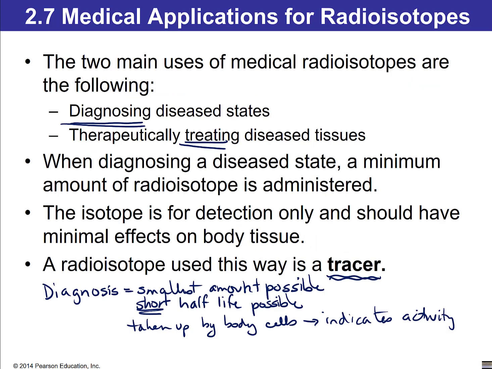Here's the other one. So like I said, in diagnosis, you really want to use the least amount and try to have very short half-lives when you're trying to diagnose. If having to use therapeutic doses, that is going to be using higher doses. They try to use a radioactive substance that will get concentrated in one area, not spread throughout the body.